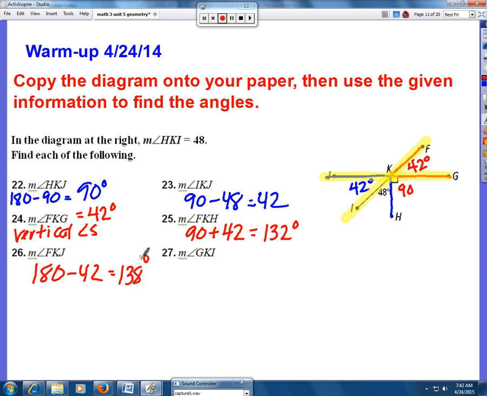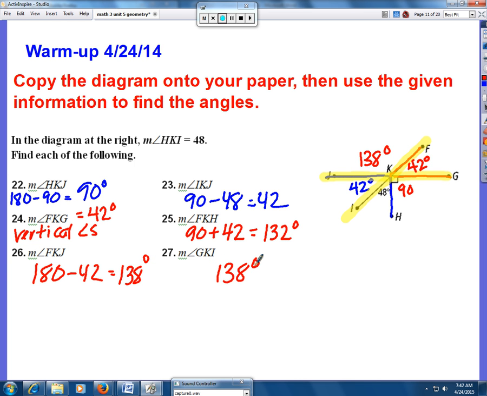Hopefully I'm getting these right. I'm doing this in my head. So I can write that, 138. Now all I need to get is GKI. GKI. Okay, so I'm going this way. So I have 90 plus 48. That one is also going to be 138 degrees.